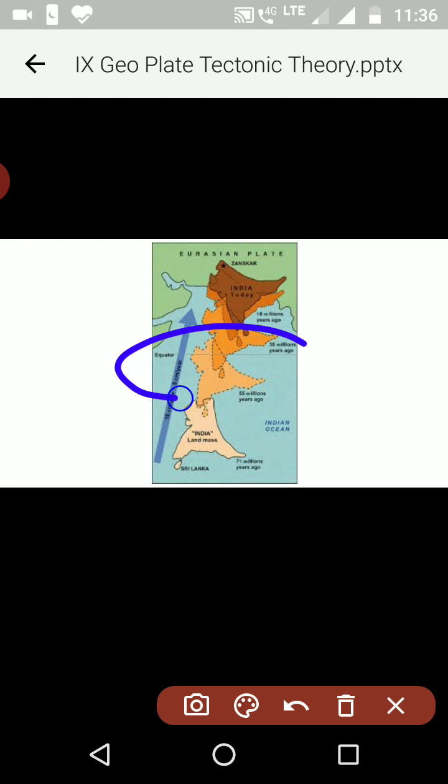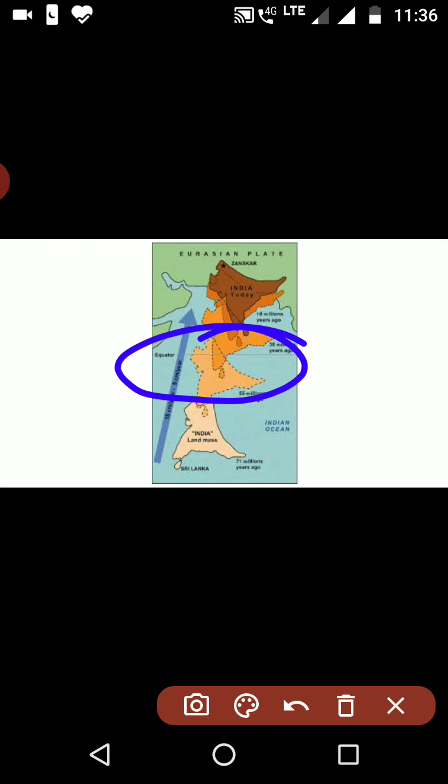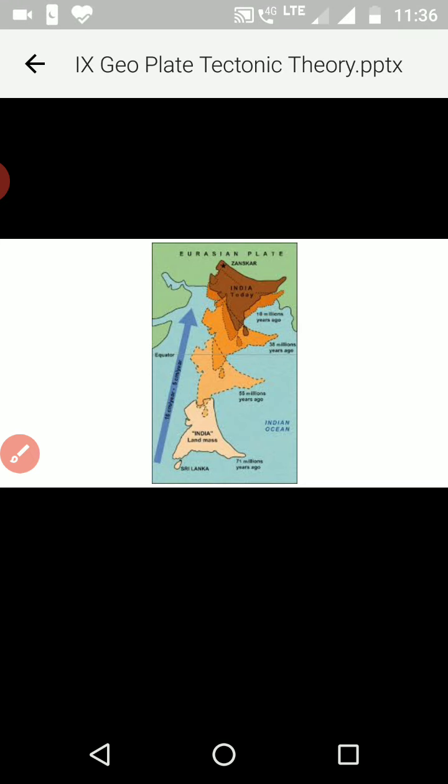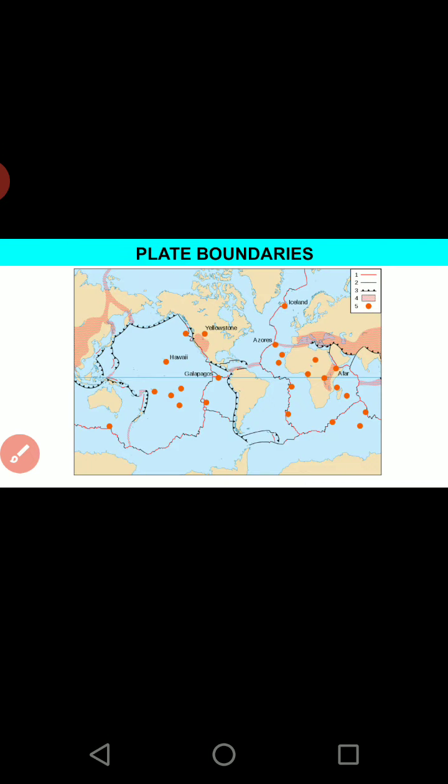And when these plates started moving towards each other, what happened? The sediment which was present in the Tethys Sea got compressed and rose high, and that gave the formation of Himalayas.